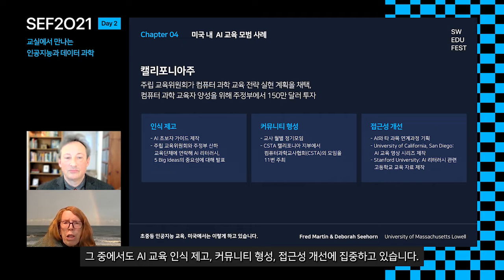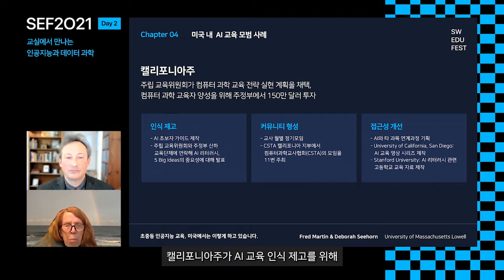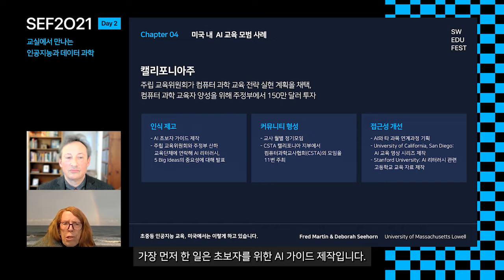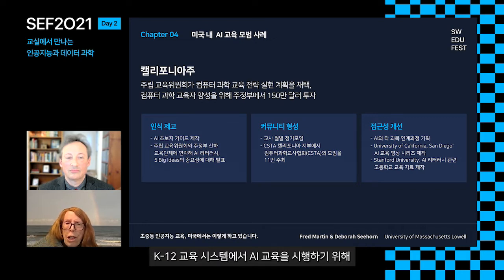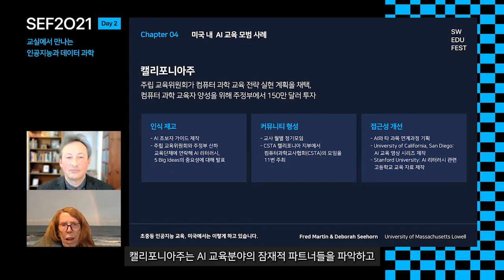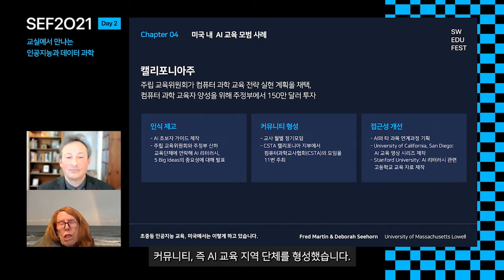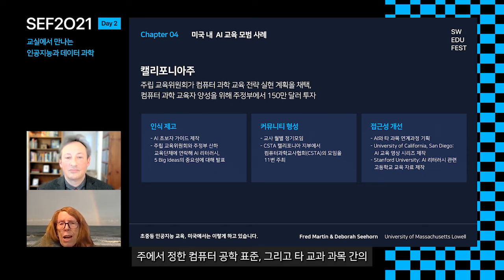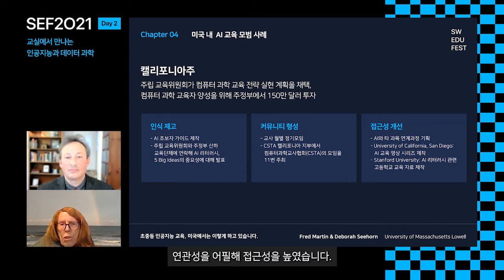And they're doing many things. They're focusing on awareness, community, and accessibility. But the first thing they did under awareness is they drafted a getting started guide to help the districts know what they could do to get started with AI education in the K-12 system. In the community, they were identifying how to leverage future industry partners and reach out to potential industry partners who would join them on the journey. And for accessibility, they're creating a crosswalk among the 5 big ideas in AI and their state computer science standards and other core subject area standards.